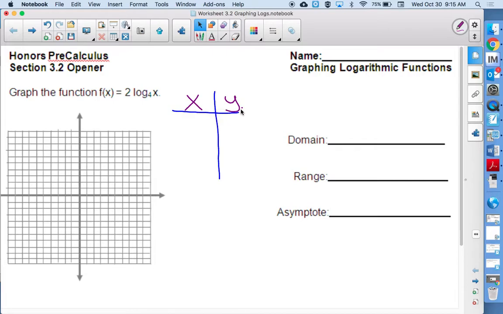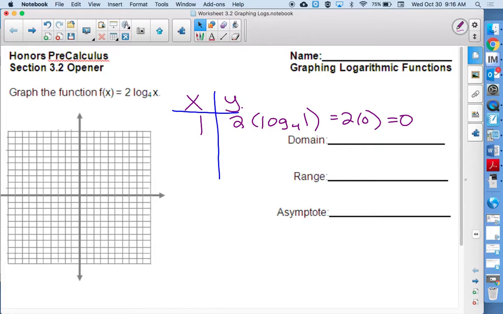So when you're choosing numbers for x, the first number you should choose is the number 1. Every single time, pick the number 1, because when I plug it in, I would have 2 times the log base 4 of 1. This part here is equal to 0. So I'm really taking 2 times 0, which is 0. The log of any base of 1 is always 0, and then you're doubling it, but it's still 0.